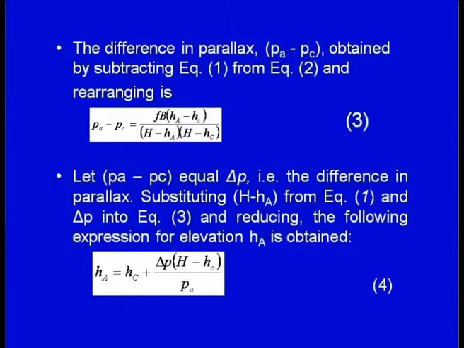This yields that P_A minus P_C is equal to f into B multiplied by h_A minus h_C divided by H minus h_A multiplied by H minus h_C. Now, if P_A minus P_C is equal to delta P, that is the difference in parallax, substituting H minus h_A from equation 1 and delta P in equation 3 and reducing, the following expression for h_A is obtained, that is h_A is equal to h_C plus delta P multiplied by the difference of H minus h_C divided by P_A. So, in this manner the elevations of all points in the photograph can be measured by having the knowledge of the location of one control point whose heights are available to us.